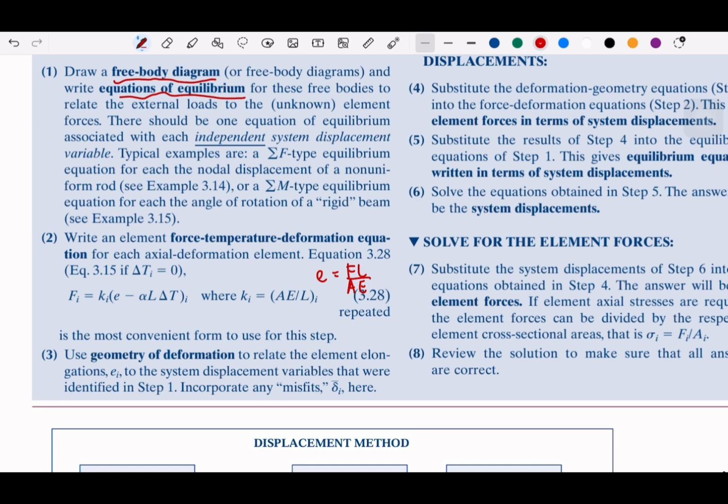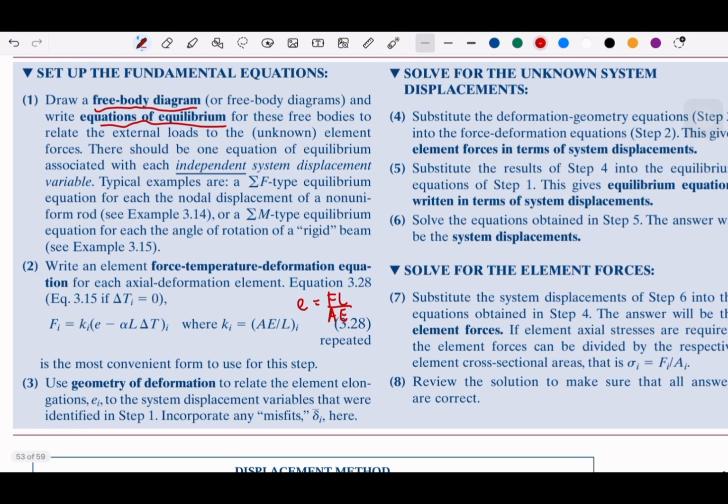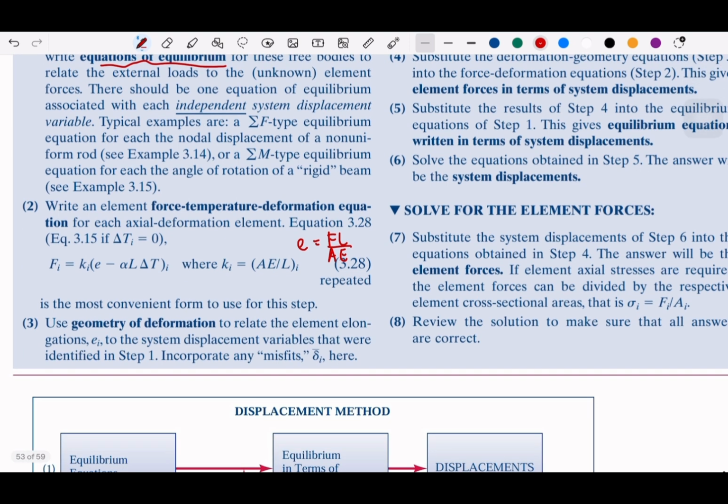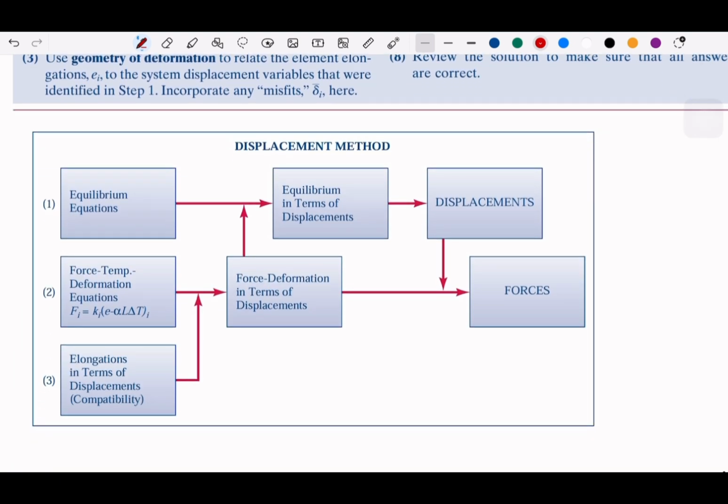The third part is using the geometry of deformations and relating all the elongations. If there is any misfit, or any total elongation that is supposed to be 0, we can write it here. And then, solving: the difference between the basic force method and the displacement method is the solution. In the displacement method, we solve a system of displacements, like a system of linear equations, but focused on the displacement. The previous method focuses on forces, so we have unknown forces to solve. But here we have the elongation or displacement. So write down the displacement and then solve for the element forces, which we get at the end. So this is some diagram. We usually start from here, equilibrium.